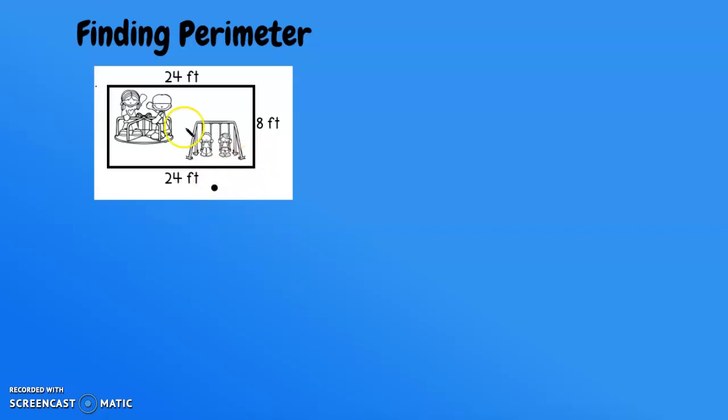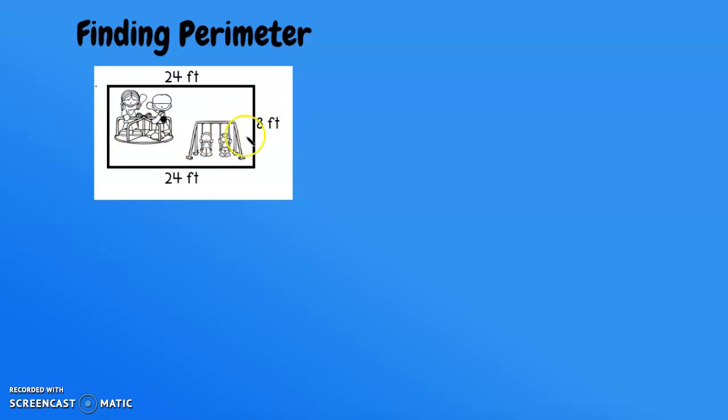Now luckily I can see that my rectangle is already labeled. I have 24 feet here, 8 feet here, 24 feet here. Now we notice that this is missing on this side. Now this is my width, right? If my width is missing, I could just look over here to the right. It's right here, 8 feet. That means over here is really 8 feet.